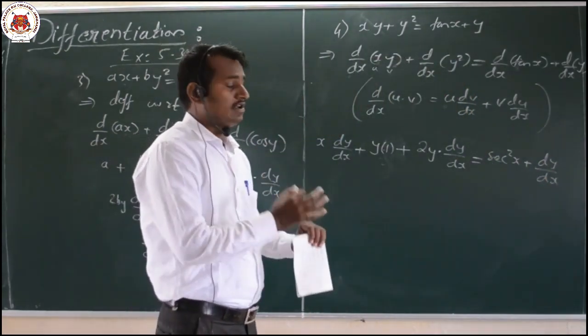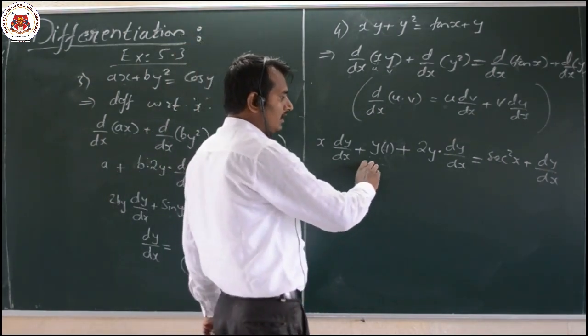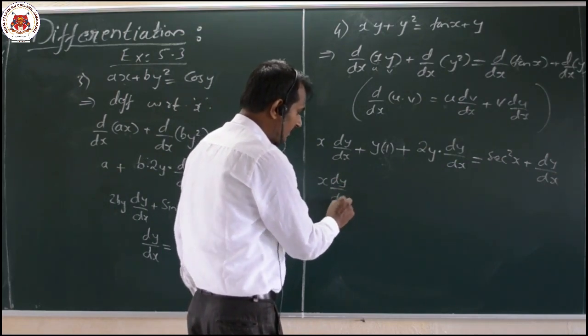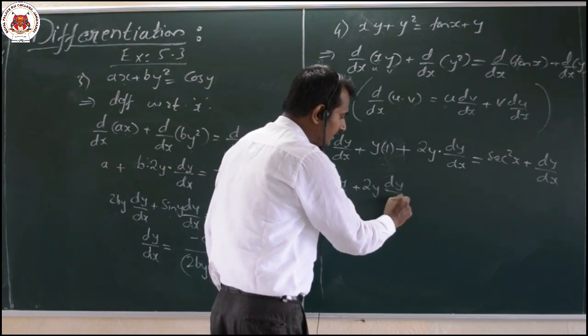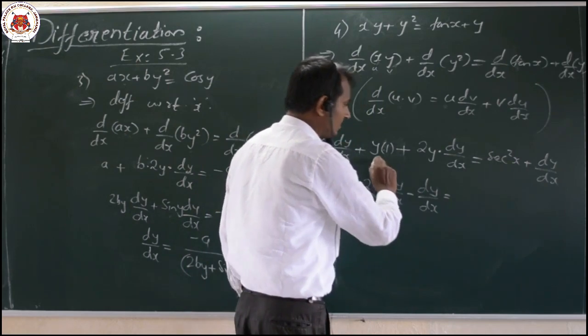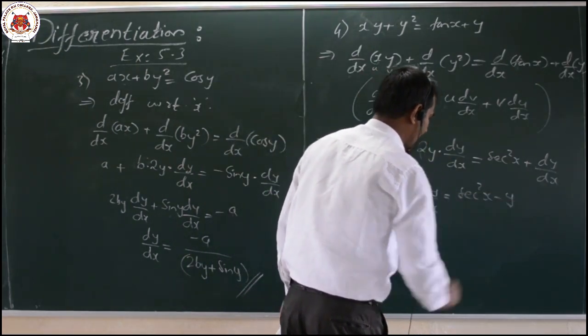Just we have to gather all the dy by dx terms at one side, and all remaining parts at the other side. That is x into dy by dx plus 2y into dy by dx minus dy by dx equal to, taking y to the other side, what we get here, secant square x minus y.